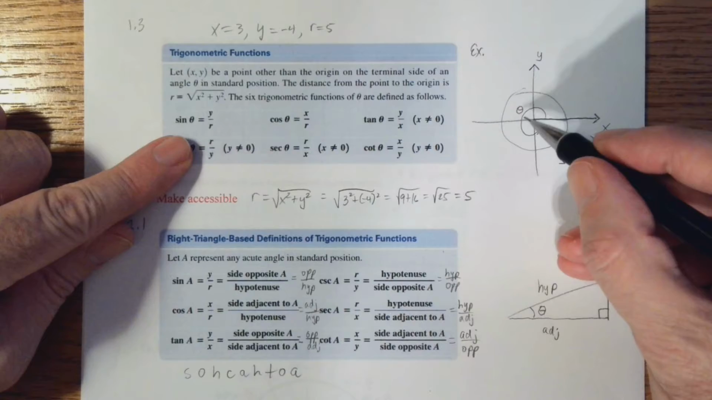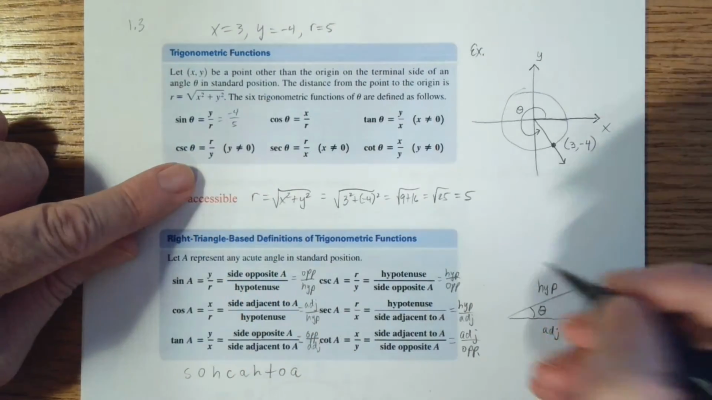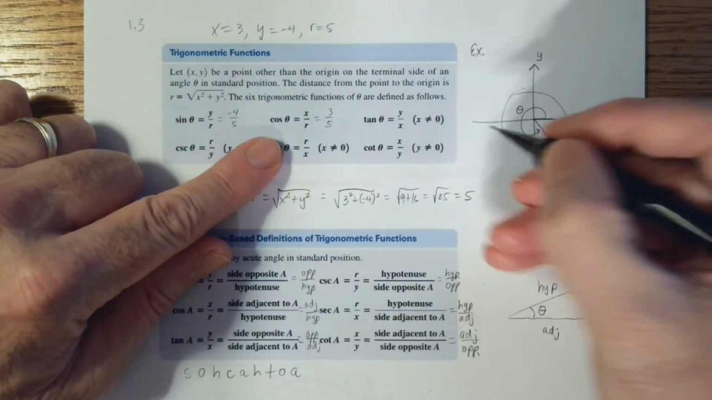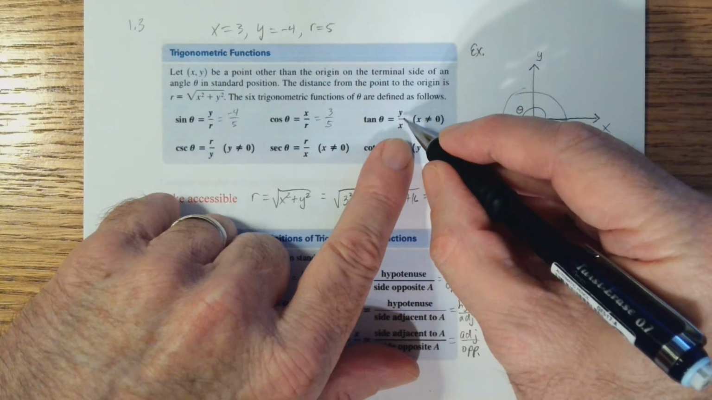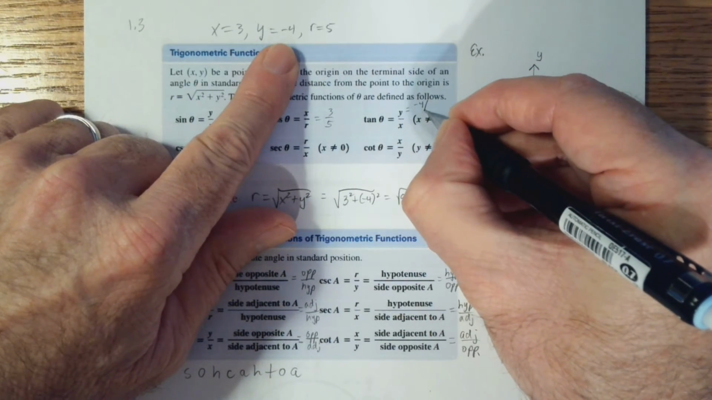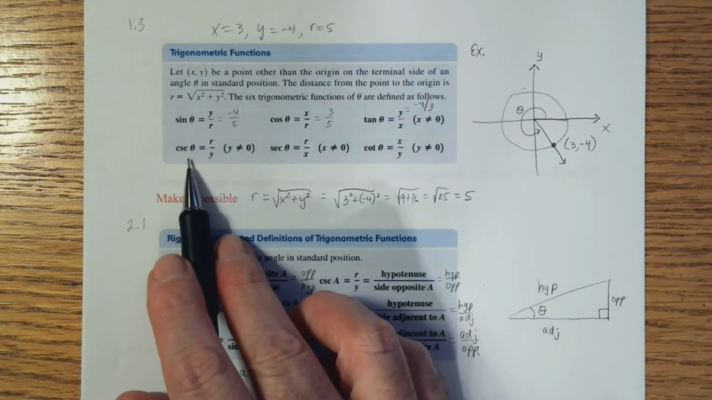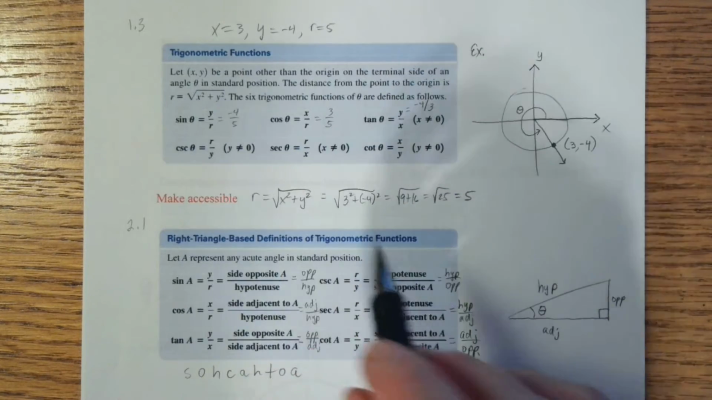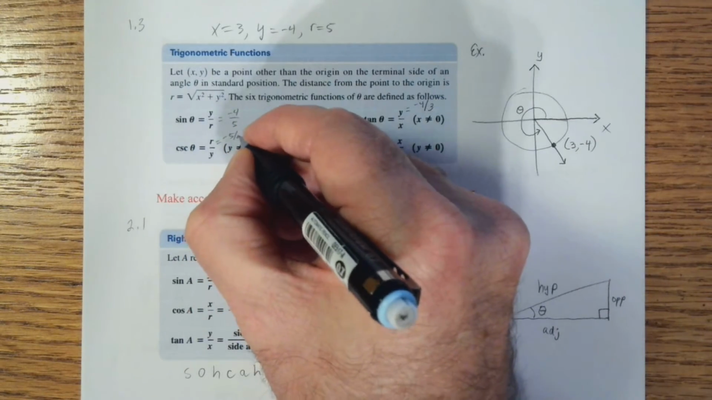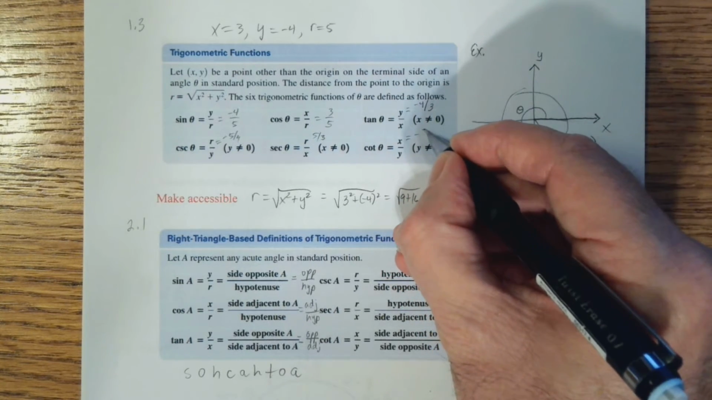So the sine of our theta here is y over r, which is negative 4 over 5. Cosine of theta is x over r, that's going to be 3 over 5. The tangent of theta is y over x, and y here is negative 4, and x is 3. Now you could do the same thing with these other ratios, but notice these are the reciprocals, or what we learn later on is these are the reciprocals of what we have here. So this would be negative 5/4, this would be 5/3, and this would be negative 3/4.